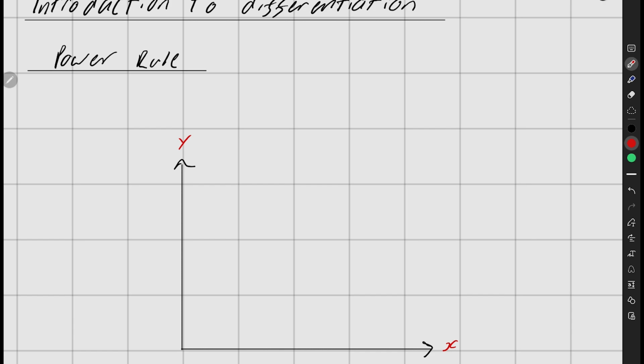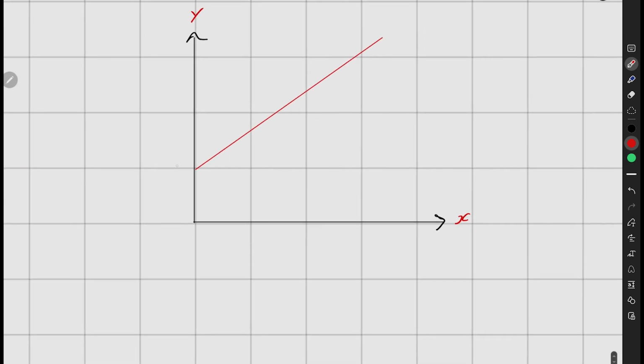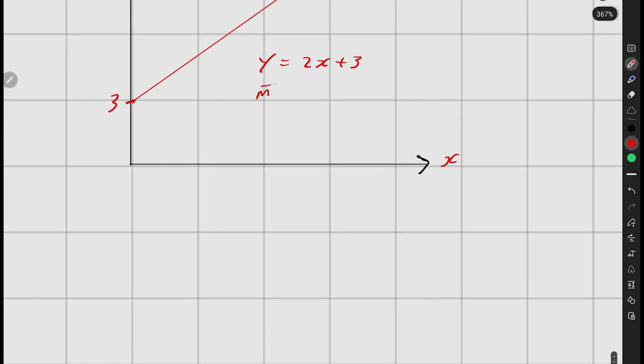Essentially, it allows you to find the gradient or the rate of change at any given point, and this can apply to any function. So to help visualize this, let's start off with a basic linear function. We're going to set the y-intercept to 3, and we're going to call this function y equals, let's just say 2x plus 3. And we know your gradient m is equal to 2. So that just means it's rising by 2 and going across by 1. And essentially this is your gradient.